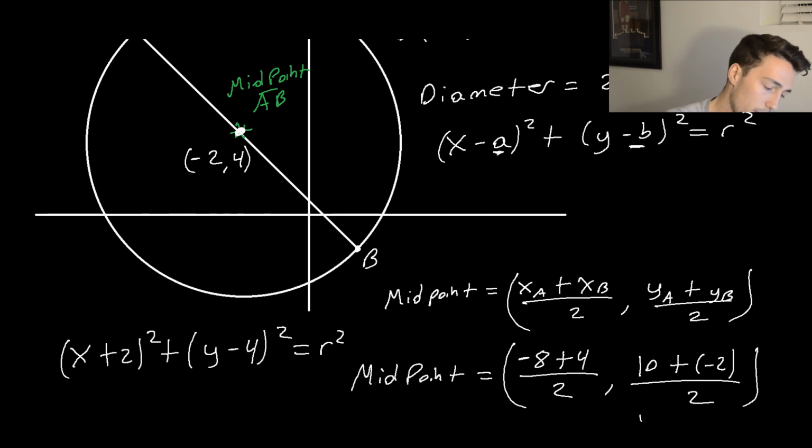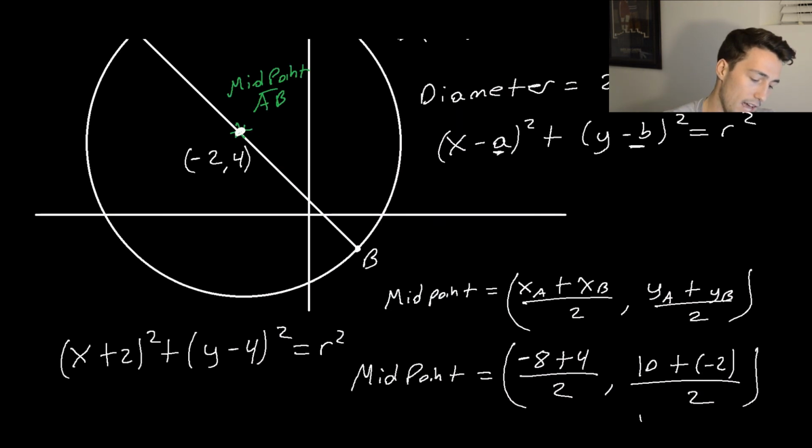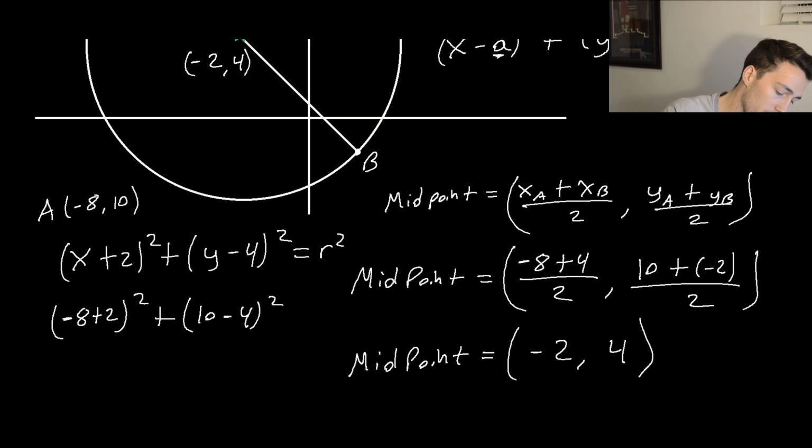And then we're going to sub in our point A. We could sub in point A or we could sub in point B, but let's just stick with A. Negative 8, comma 10. So that's point A. So I'm going to say negative 8 plus 2 squared plus 10 minus 4 squared is equal to r squared.